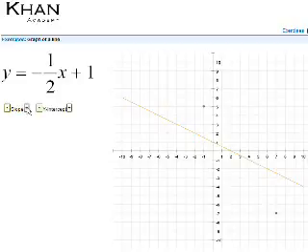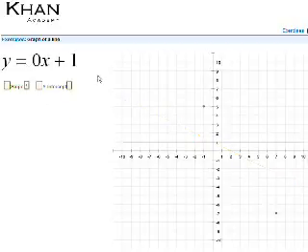Y equals 0x plus 1. So we could have rewritten this as just y equals 1, because 0x is the same thing as 0. Notice it's a completely flat line. No matter what x is, y is 1. And that makes sense because this equation would just be y equals 1.